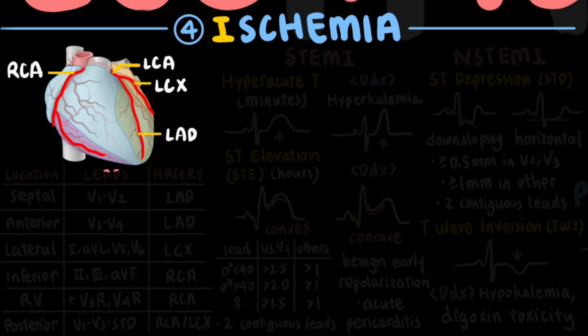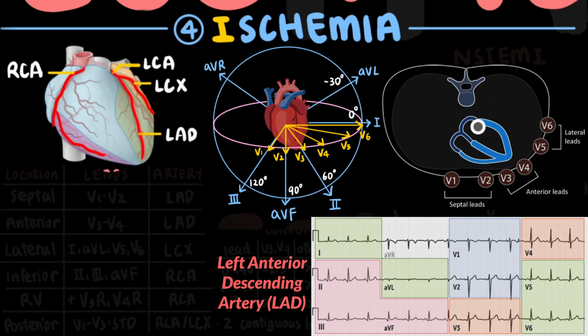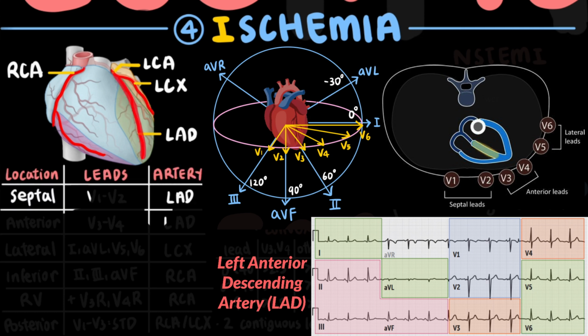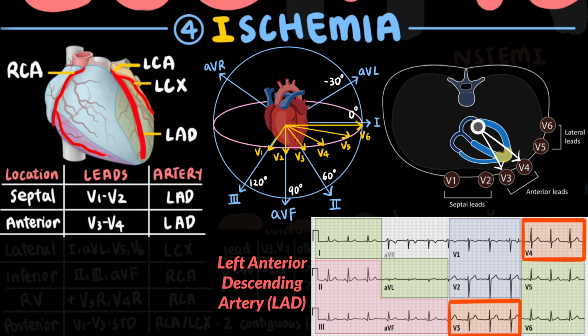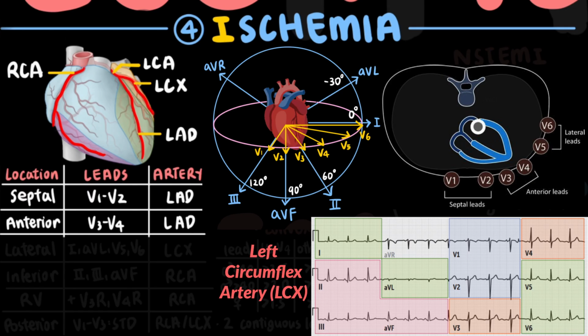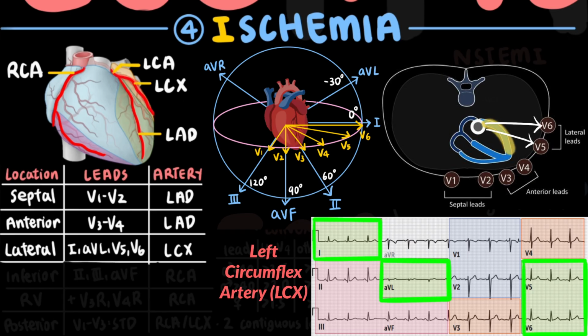There are three major coronary arteries. The left anterior descending artery, or LAD, supplies both the septum, which is represented by leads V1 and V2, and the anterior wall of the left ventricle, represented by leads V3 and V4. The left circumflex artery, or LCX, mainly supplies the lateral wall of the left ventricle, which is represented by leads I, aVL, V5, and V6.